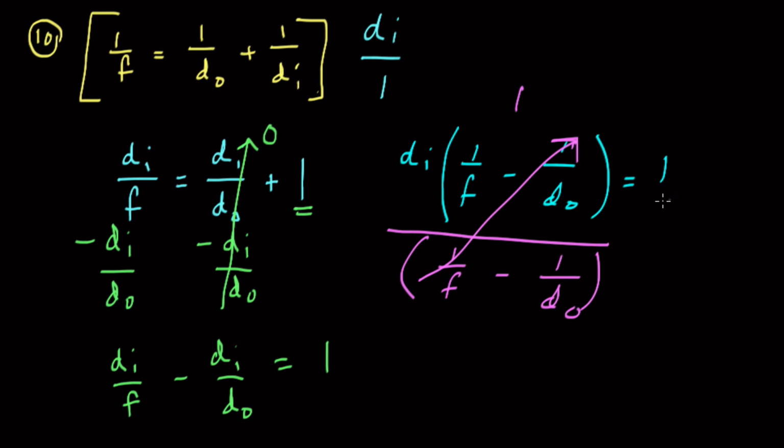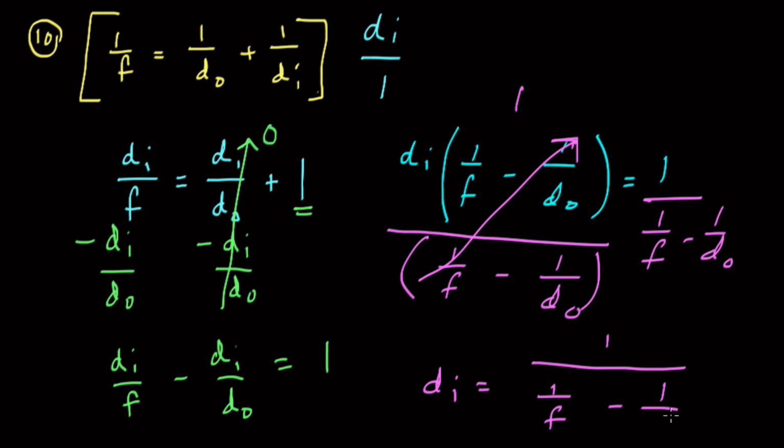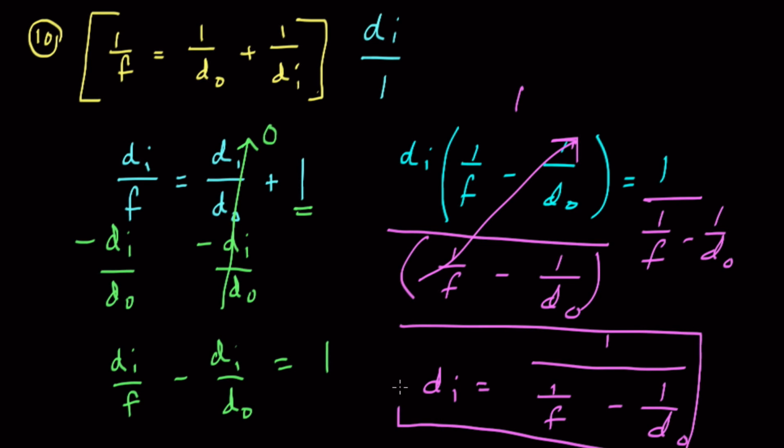But whatever I do to this side, I have to do to this side. So I would end up with di equals 1 divided by 1 over f minus 1 over do. And that's correct. It's not the nicest looking answer, but that would be correct. And now I'll show you a different way to do it. You would also get the correct answer, but it would look slightly different.